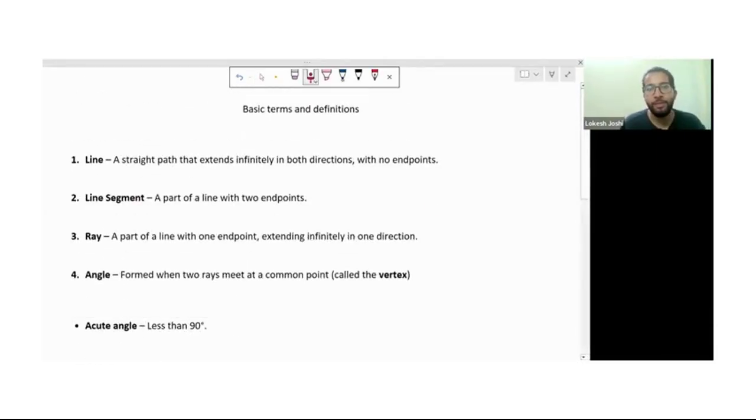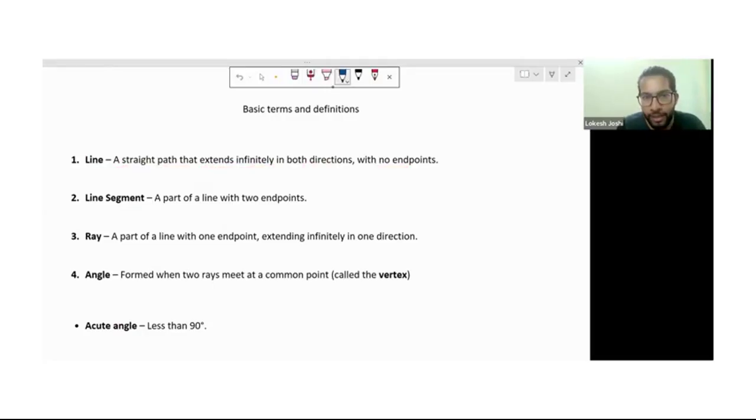first of all, these are the basic terms and definitions. First of all, it's given about a line. So a line is a straight path that extends infinitely in both directions with no endpoints. You can also refer to the previous chapter in which we have done the same thing.